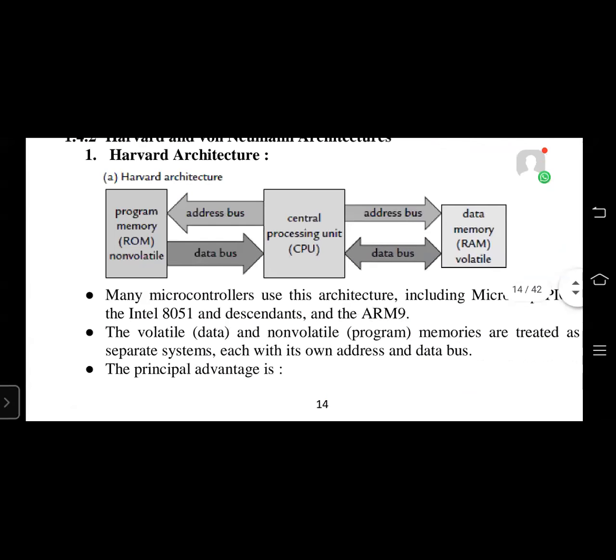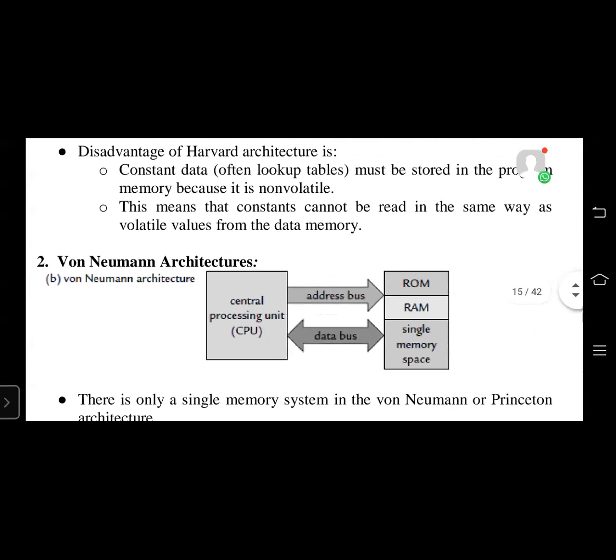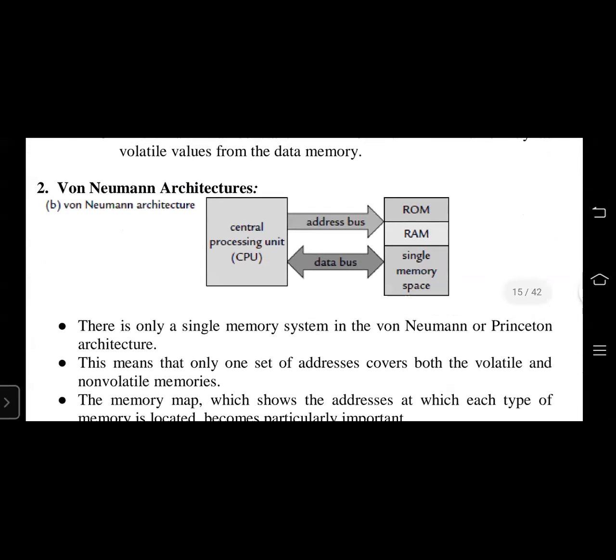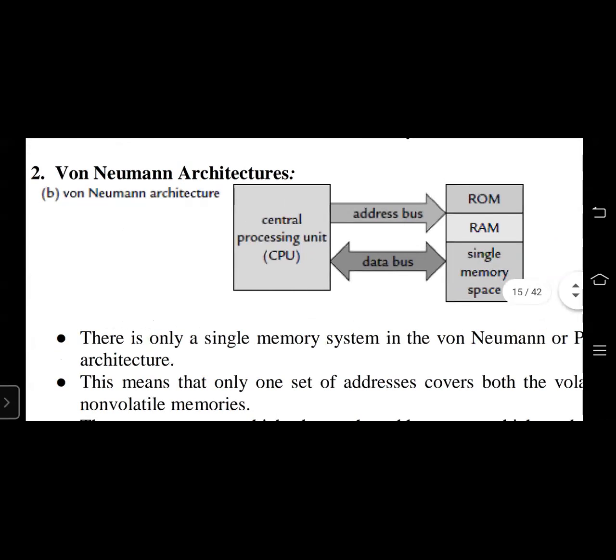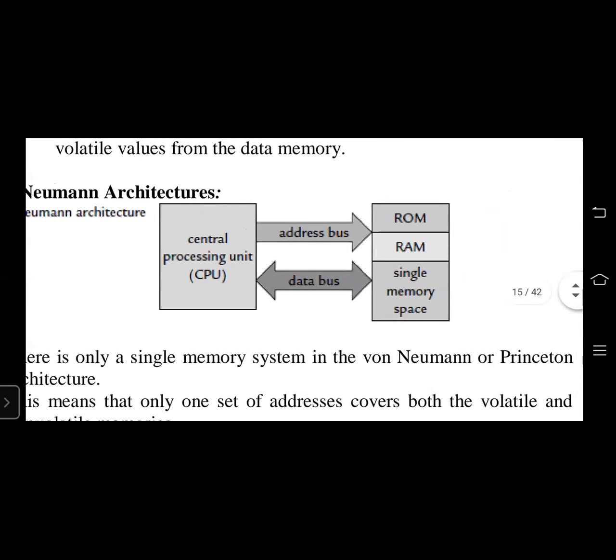Now next is the von Neumann architecture. Now see the diagram. Here you have a CPU and you have only one address bus and one data bus. The data bus is bidirectional because the CPU can send data to the memory, or the memory can send data to the CPU. So this is bidirectional, and the address bus is unidirectional. Now here for RAM, ROM, and for a single memory space, you don't have two different buses.